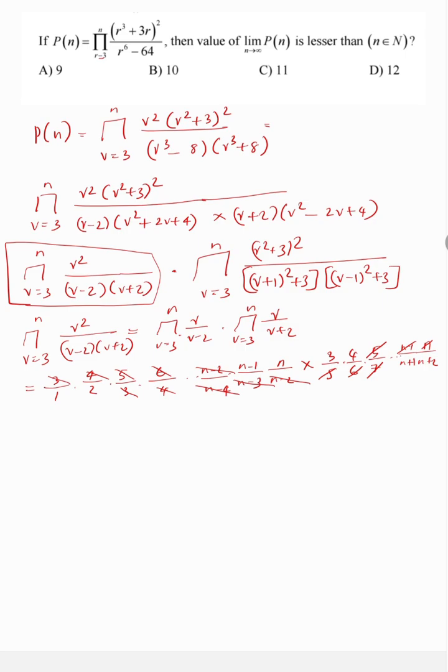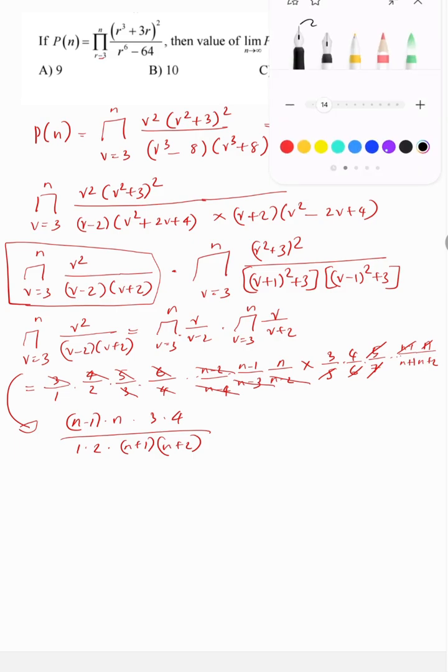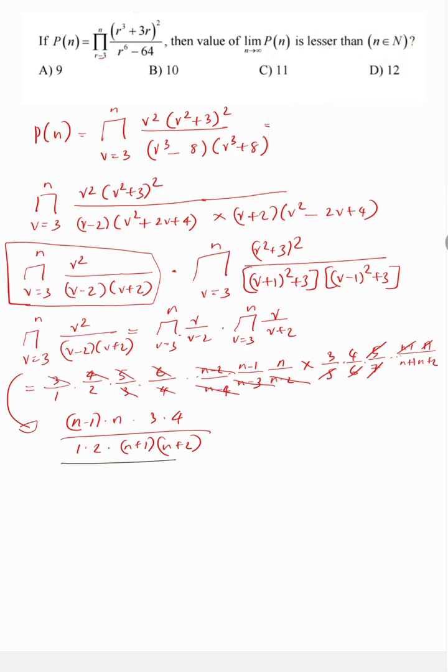That's for sure. So for this pi term, what I got is n minus 1, n, then 3, 4, divided by 1, 2, n plus 1 into n plus 2. So I got this. So this is my first pi.